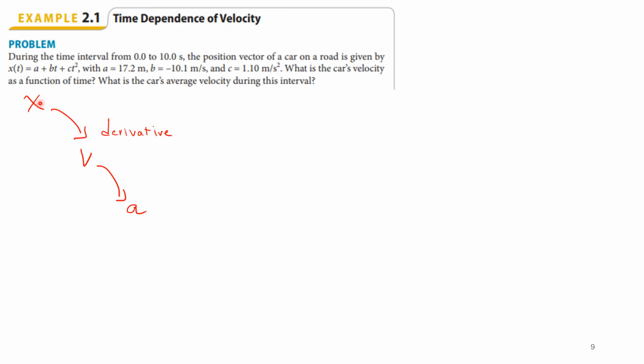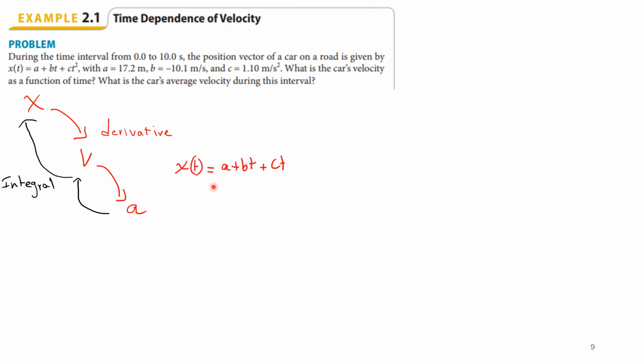So if they give us, like in this example, the x function, and they ask us to calculate velocity, we have to derivate. Also, we have to derivate in case we are moving from the velocity function to acceleration. So we also have integration if we are moving the other way, from a to v and then from v to x. So here we have to integrate.